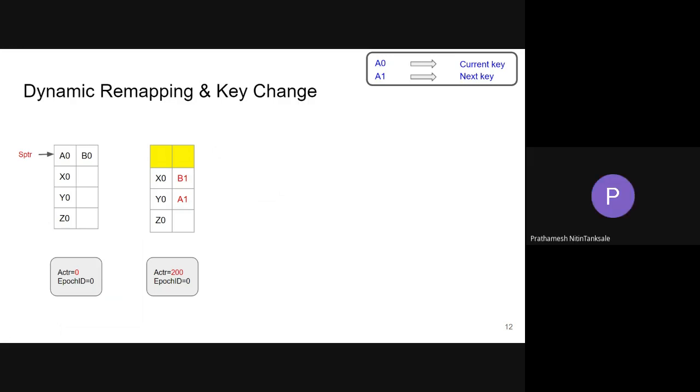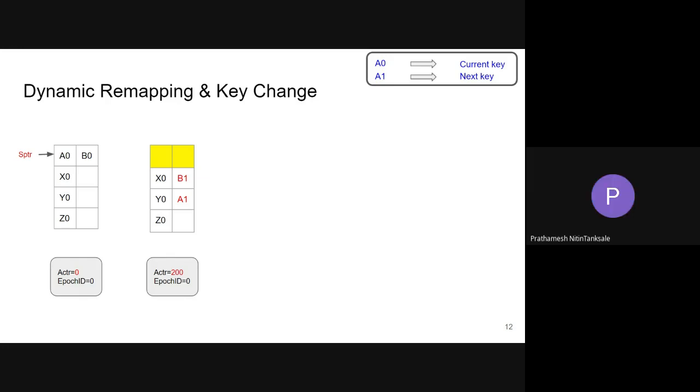Upasna says the one-to-one mapping between tag and data directory will remain the same. Is it? Yes, it will still remain the same. And Prathamesh, I want you to check one other point. Is the remapping changing only the tag array or even the data array? If it needs changing in the data array, why is there a need?